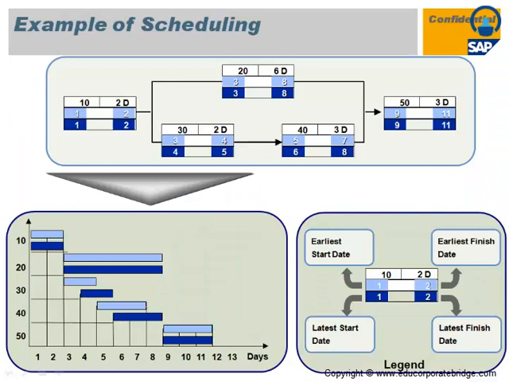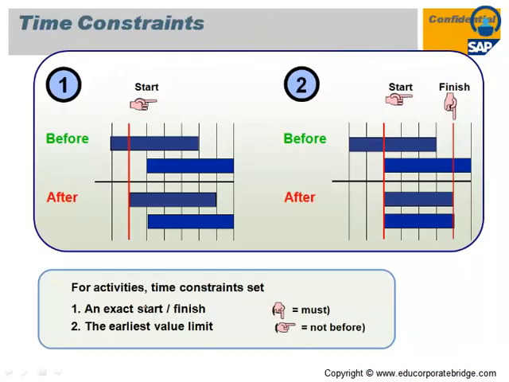This is a typical example of scheduling where you link the activities and maintain the duration, and the system will give you the earliest start date, earliest finish date, latest start date, and latest finish date according to your critical path and the buffer time of that activity. You can also maintain a time constraint where the activity needs to start on a particular date, maintained in the constraint date, so that the activity needs to start on that date or not before that. That you can manage through the constraint date.